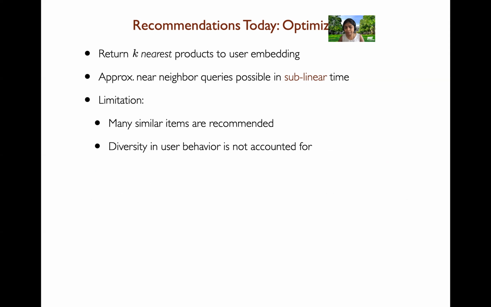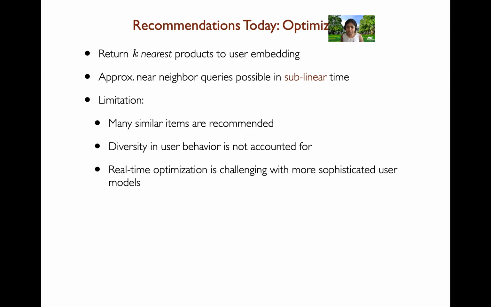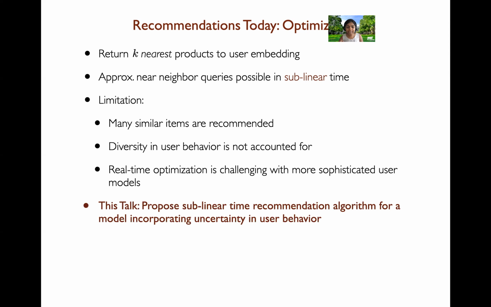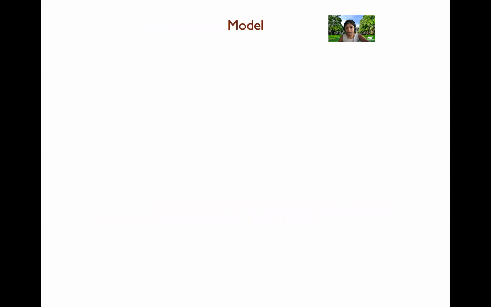At the heart of it is the fact that diversity in user behavior is not being accounted for. Amazon is completely ignoring the other items that I have looked at in the past and making the recommendation solely based on one aspect of my behavior. The reason this is common in practice today is that real-time optimization is challenging with more sophisticated user models. This is exactly the gap we try to bridge. That is, we propose a sublinear time recommendation algorithm for a richer class of user models, which incorporate uncertainty in user behavior. So let me go and talk about the model.